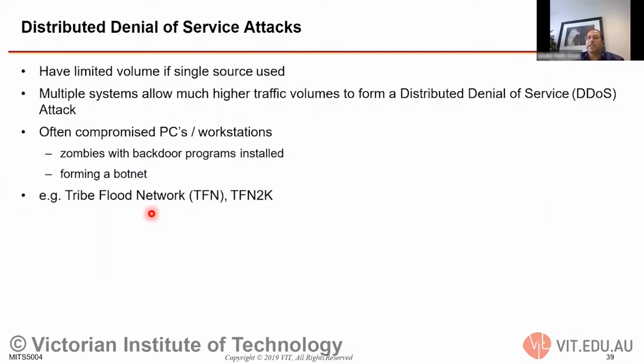TFN is a set of computer programs to conduct various types of distributed denial of service attack, or DDoS attack, such as ICMP flood, TCP SYN flooding, or UDP flooding. Sometimes they are also known as Smurf attack, which comes from a lot of reflectors and so on.